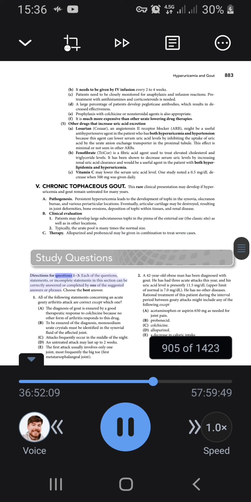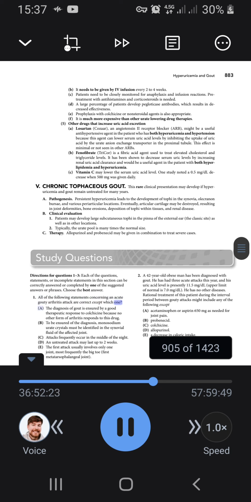Directions for questions 1 through 3. Each of the questions, statements, or incomplete statements in this section can be correctly answered or completed by one of the suggested answers or phrases. Choose the best answer. 1. All of the following statements concerning an acute gouty arthritis attack are correct except which one?